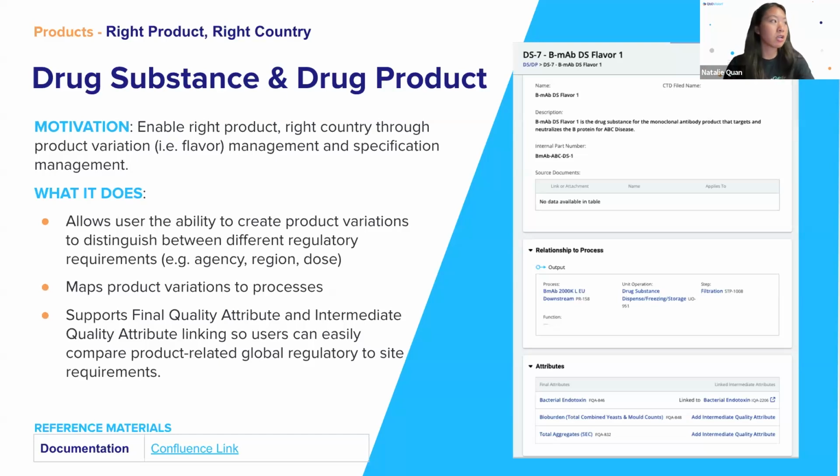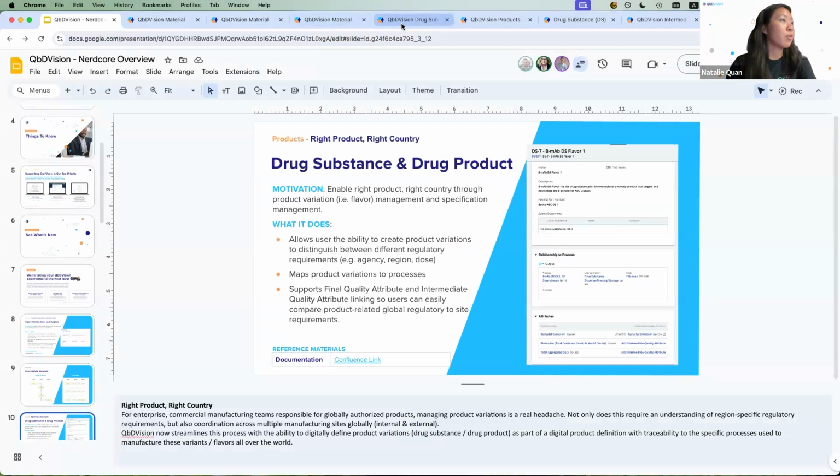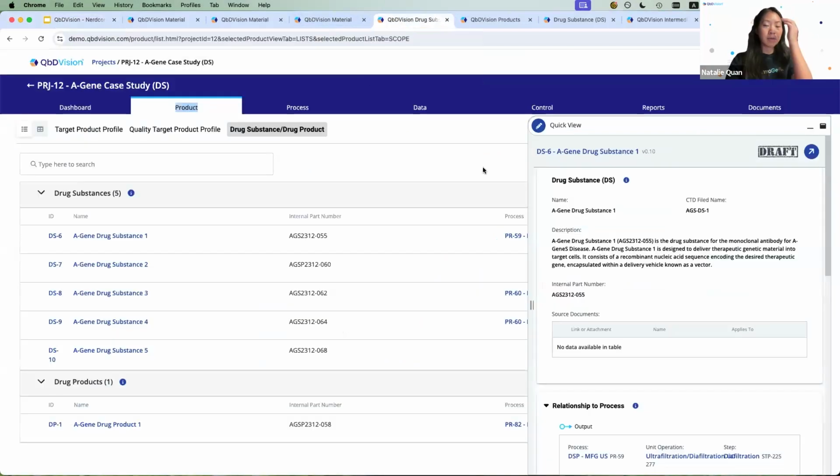So I'm going to hop into the software now to show you what these records look like and where to access them. So again, these records, drug substance and drug product, are separate records. Right now, they have a lot of the same functionality. They have the same sections. And so we tend to refer to them together, but just to make sure that they are two separate types of records.